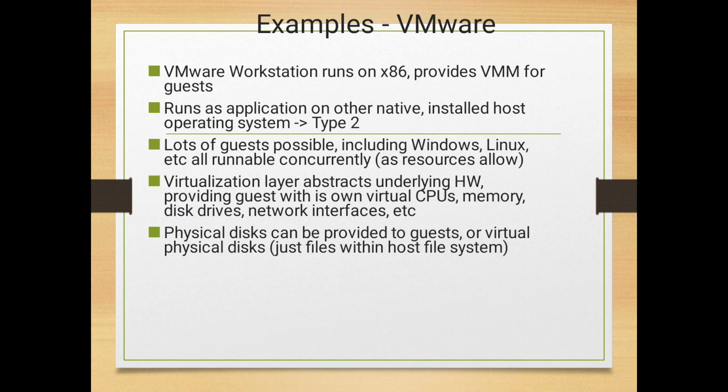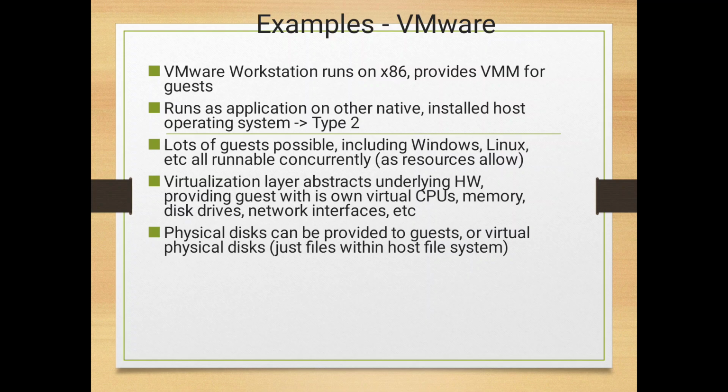An example of the virtualization process is VMware. VMware Workstation runs on x86 and provides virtual machines for the guests. It runs as an application on a native, installed host operating system, which is type 2. Many guests are possible, including Windows, Linux, etc., all running concurrently. Resources can be allocated individually, and each works as an individual process.